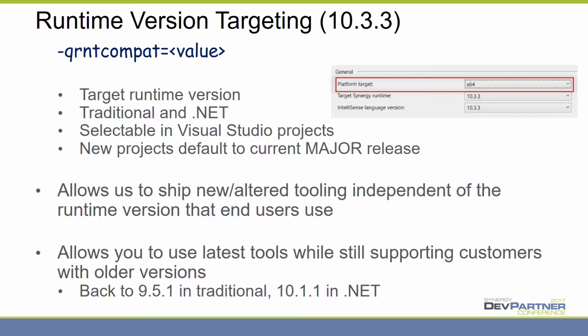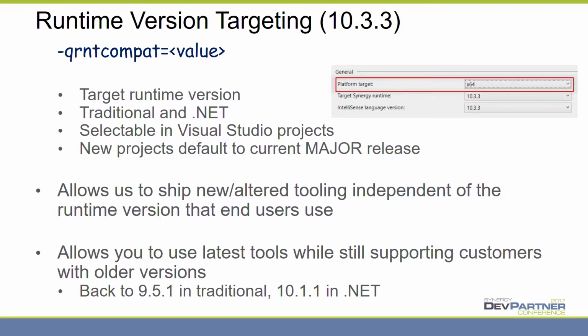So this gives you guys a way of taking the latest and greatest tools and getting access to those latest and greatest features for those customers who do have up-to-date versions, and still being able to build a version of your software that will run on 10.1 or 9.5 or whatever it is you want to use. With traditional Synergy, you can target all the way back to version 9.5. With Synergy.net, you can target all the way back to 10.1.1 if you really want to.